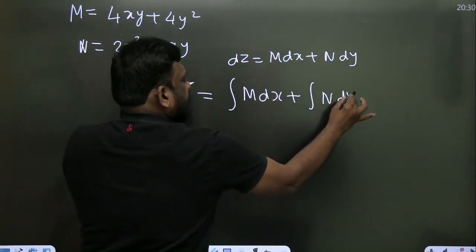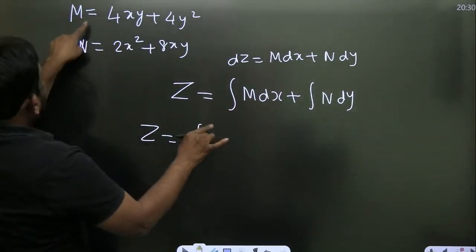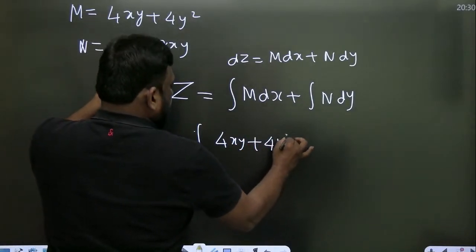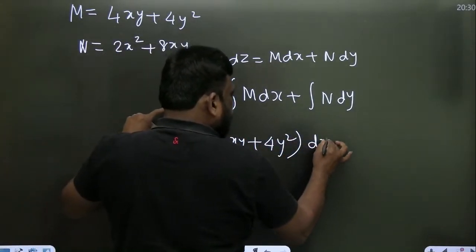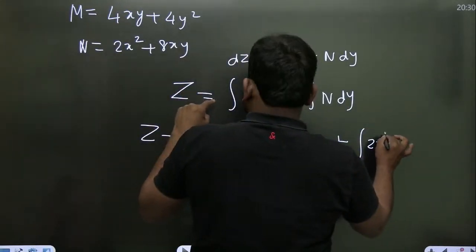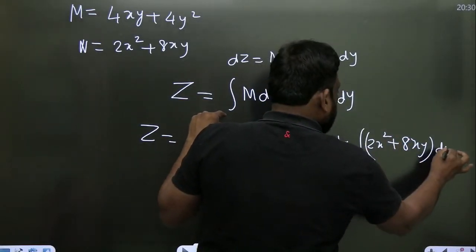अब simple mathematics है सर. इधर देखो. So please look at M. What is M? 4xy plus 4y square dx. बहुत बढ़िया. Plus N dy. What is N? 2x square plus 8xy, okay, into dy. Excellent sir.